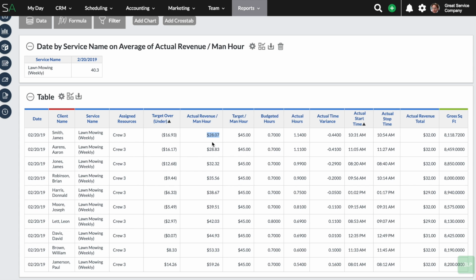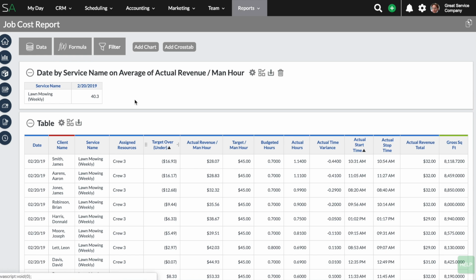That means the actual time it took was 1 hour and, well, you can see 1.14. So the point here is that the report does all the math for you, and it determined that on this property you're making an average of $28.07 while you were there. But the goal was 45, so we underperformed by $16.93. So from this, I can now do a couple things. I can look at this and say, okay, I'm either underpricing this job or something is wrong with the property, meaning, is there an issue? I can talk to the crew.